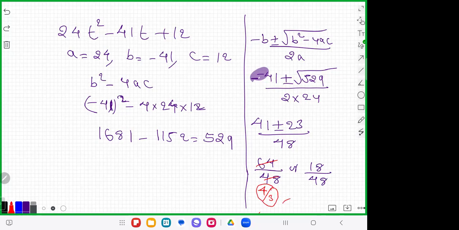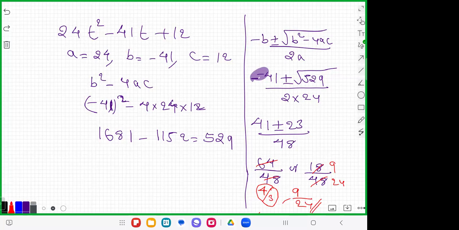And the second is 41 minus 23, that is 18 by 48, which is 9 by 24. Yeah, 9 divided by 24. So these are the zeros, 4 by 3 and 9 by 24. This question is important because they are using the quadratic equation and quadratic polynomial together.